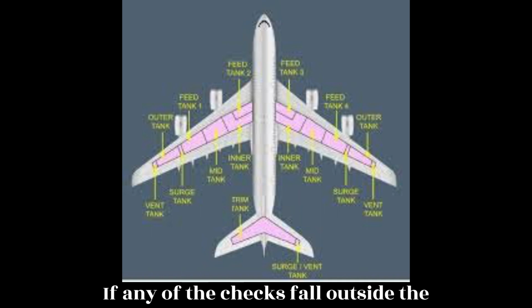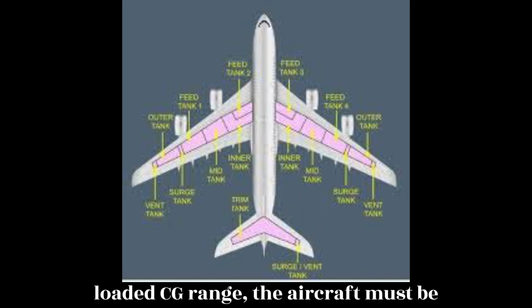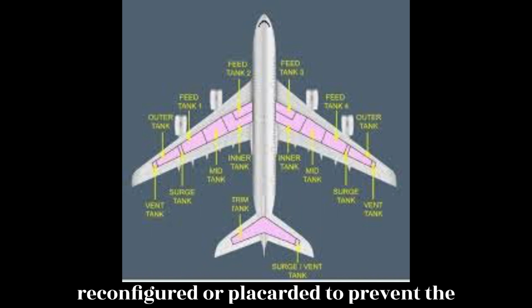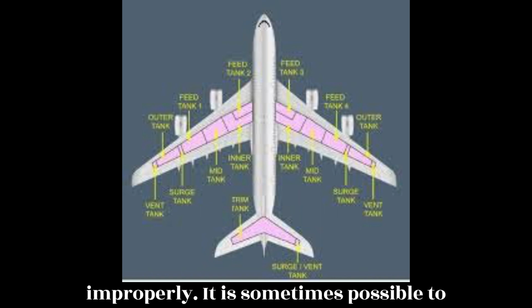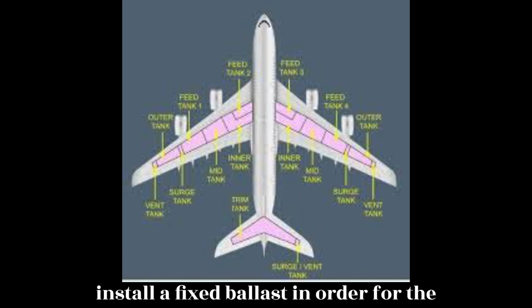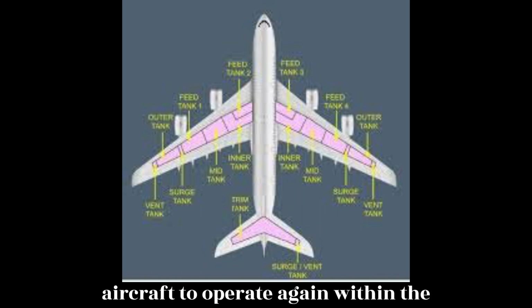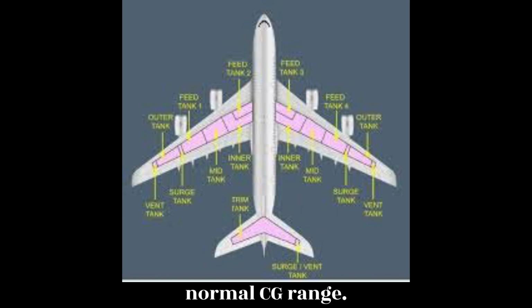If any of the checks fall outside the loaded CG range, the aircraft must be reconfigured or placarded to prevent the pilot from loading the aircraft improperly. It is sometimes possible to install a fixed ballast in order for the aircraft to operate again within the normal CG range.